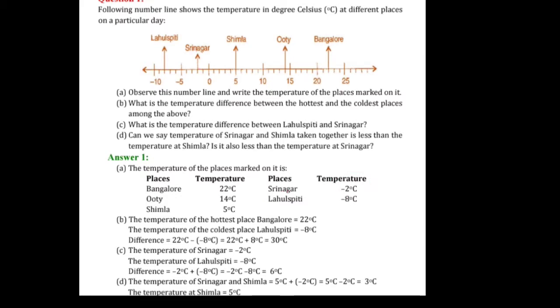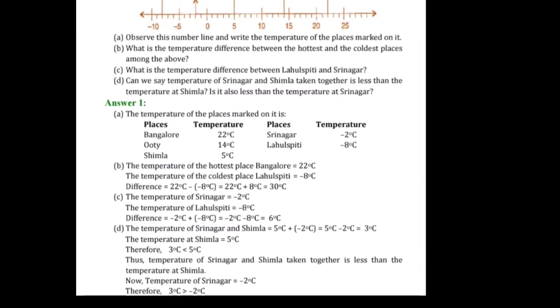Now the next city is Lahaul Spiti, and its temperature is between -5 and -10. So afterward -5, -6, -7 and -8. So the temperature of the city is -8 degrees Celsius. To be continued, next question.